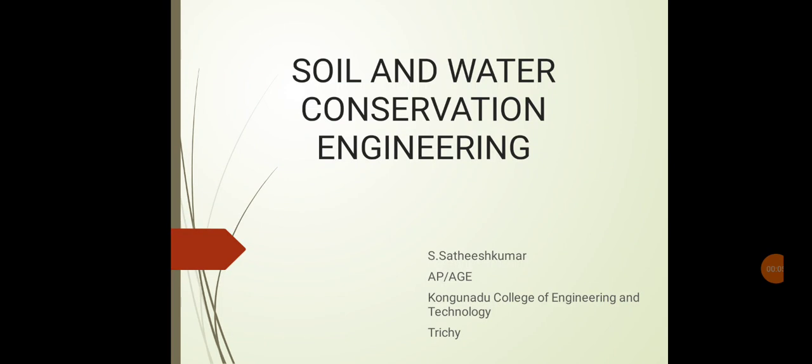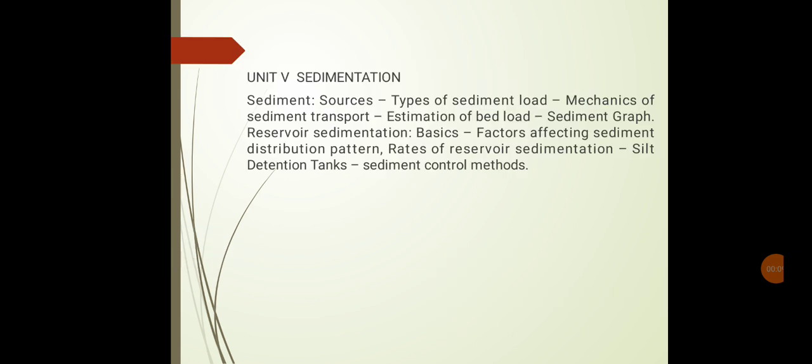Now we are going to discuss the subject soil and water conservation. In this we are going to discuss unit 5, that is sedimentation. In the sedimentation unit we have source of sedimentation, types of sediment, mechanics of sediment transport, estimation of bed load, then sediment graph. The next topics are reservoir sedimentation, basics, factors affecting sediment distribution pattern, rates of reservoir sedimentation, silt detection tanks, and sedimentation control methods. These are the topics we are going to discuss in this unit.